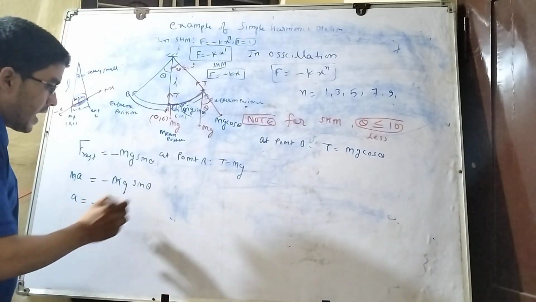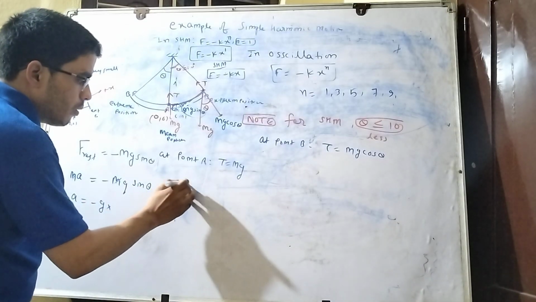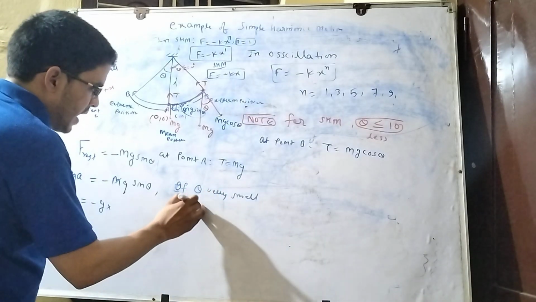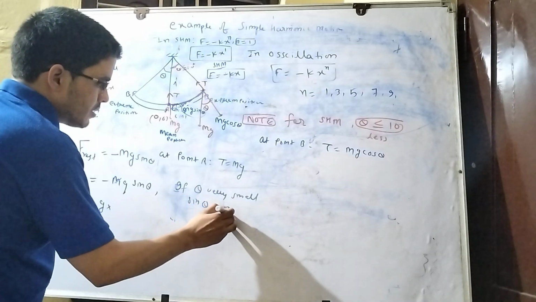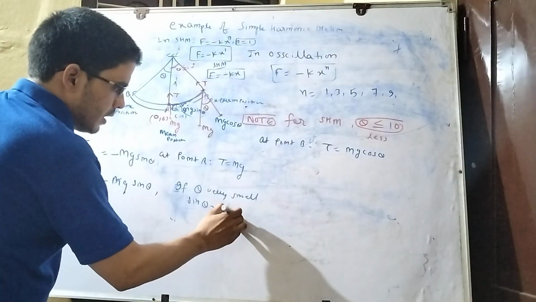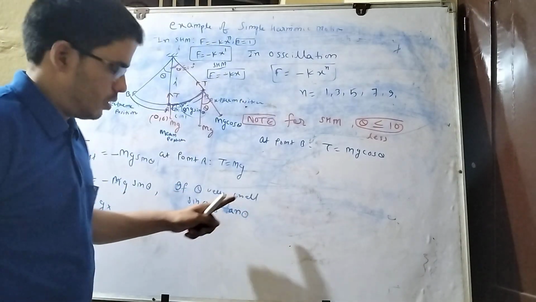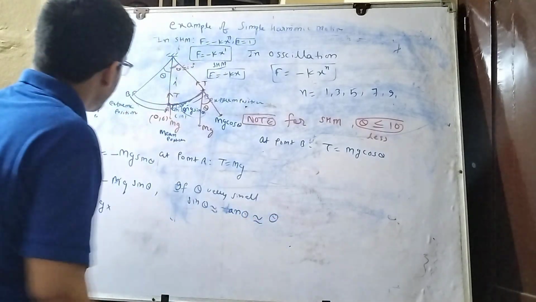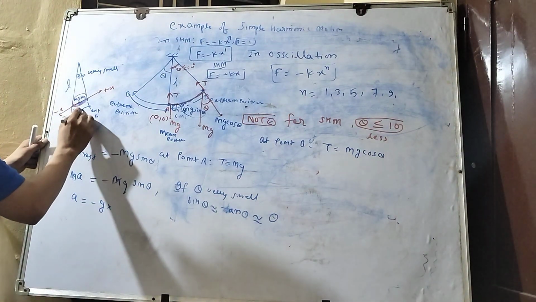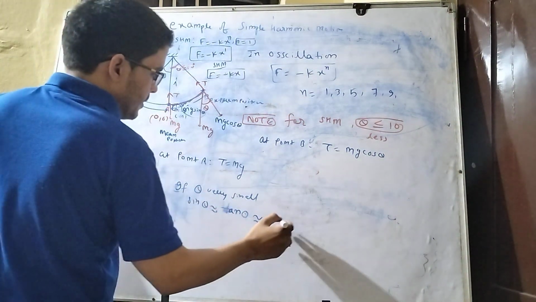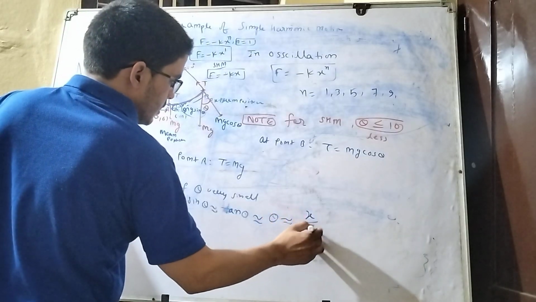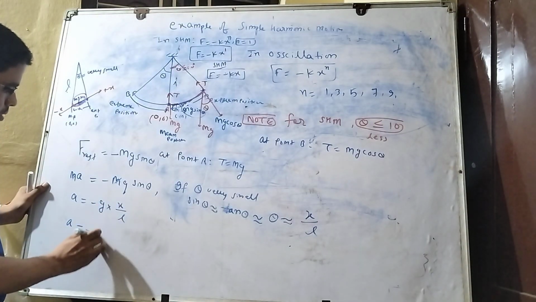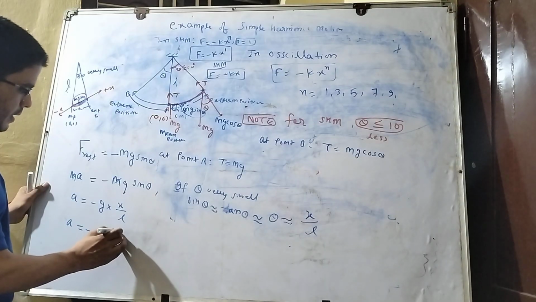You know, if theta is very small, we can write sin theta as tan theta, and that we can also write as theta. Suppose this length is x and this is L. What is tan theta? That is x by L. So acceleration equals minus g into x by L.